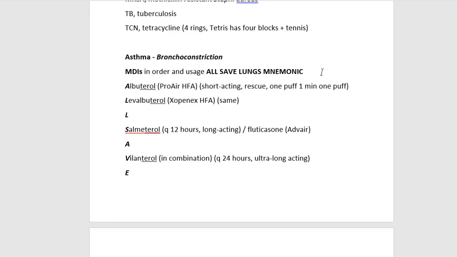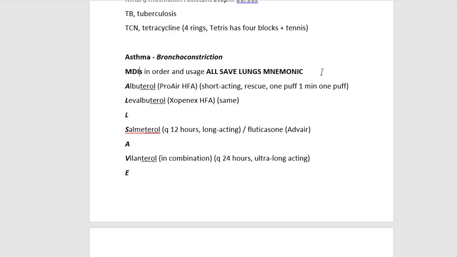And the ALL allows us to put albuterol, which is ProAir HFA, again, that hydrofluoroalkane. It's a propellant. It's a short-acting rescue inhaler, and we use 1 puff, and then we wait a whole minute. So it's not just wait a minute, but literally wait a whole minute, allow some of the bronchospasm to relax, and then use the second puff. Levalbuterol is Xopenex HFA. It's supposed to be better than albuterol. I don't know if that's necessarily the case, but it's newer than albuterol, and it's kind of the same in terms of its ability as a rescue inhaler. So those two are the rescue inhalers.